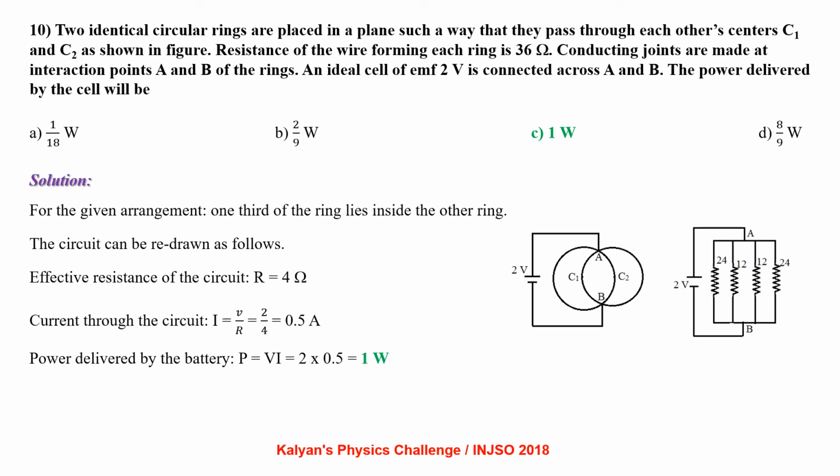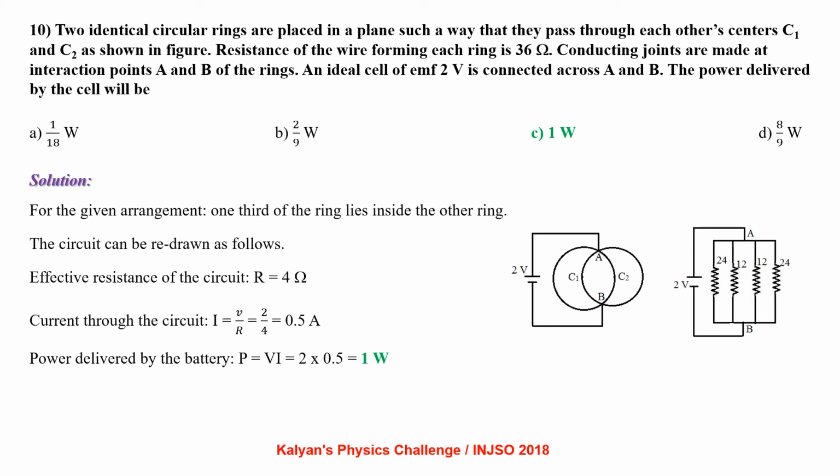Two identical circular rings are placed in a plane in such a way that they pass through each other's centers C1 and C2, as shown in the figure. The resistance of the wire forming each ring is 36 ohm. Conducting joints are made at the intersection points A and B of the rings.